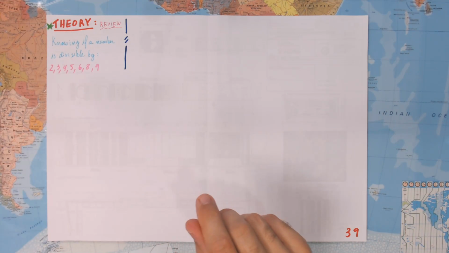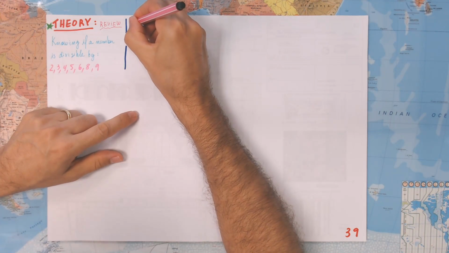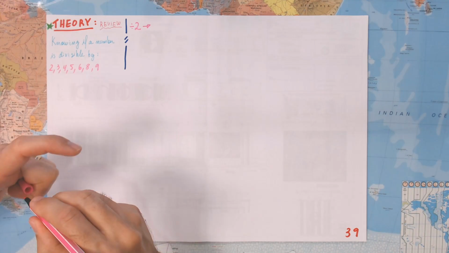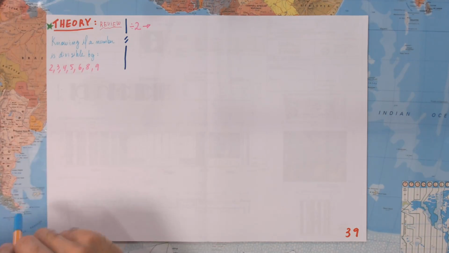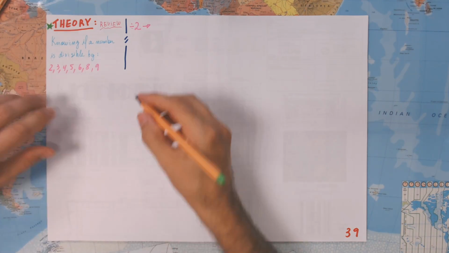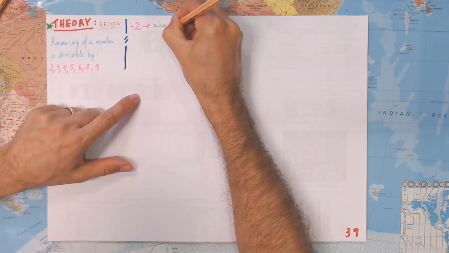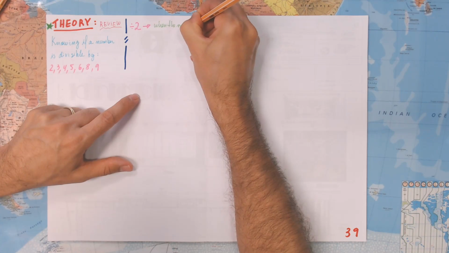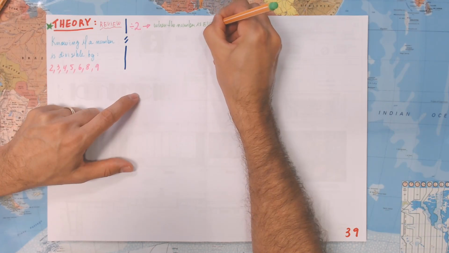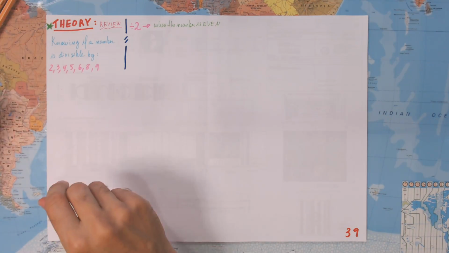Now, the first one, let's take the pen. When is it divisible by 2? Well, it is going to be divisible by 2 when the number is even, okay? There is nothing to it. We know that 2, 4, 6, 18, 22, and so on.